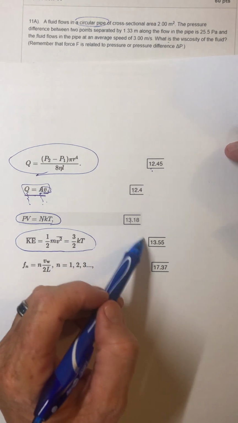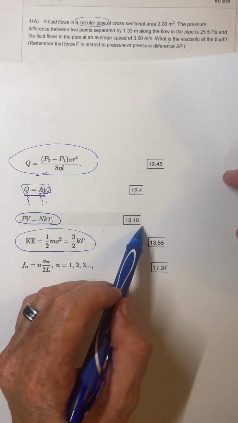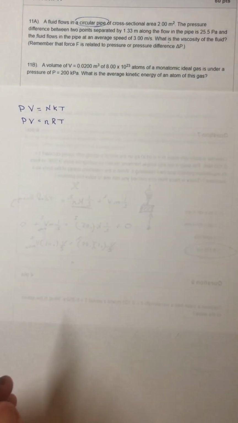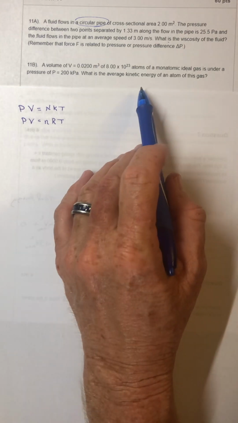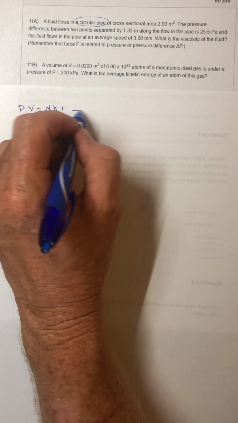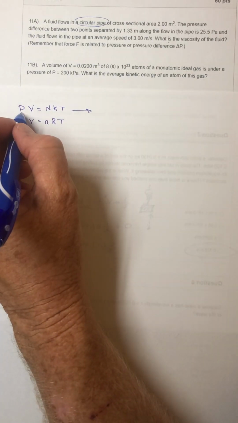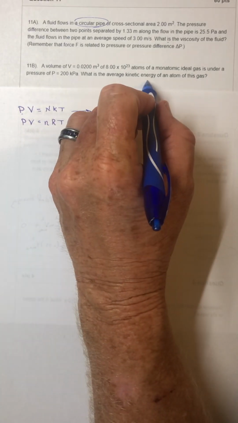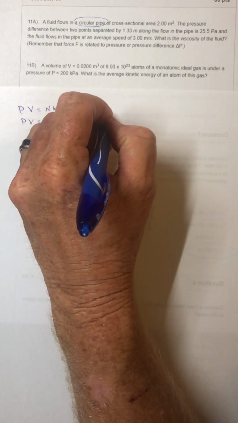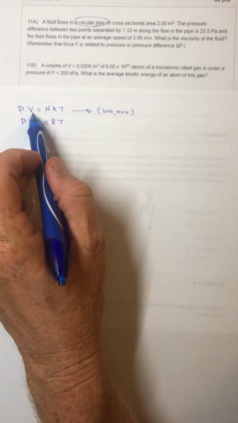And these are the two that this problem involves. So 13.18 and 13.55. Because this one gives me, again, the total number of molecules. So this would be a good step here. So the pressure is, let's see, what was it, 200. And we have to be careful there with our units, kilopascal.